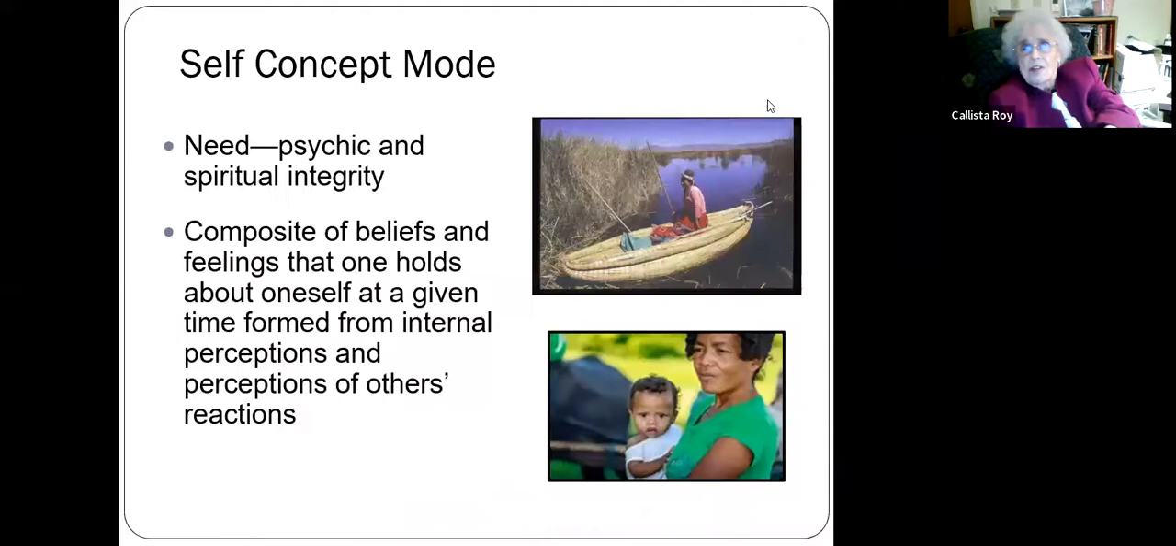The self-concept mode from the beginning was seen as the basic need being psychic and spiritual integrity, and then defined as the composite of beliefs and feelings that one holds about oneself at a given time. And this is formed both by internal perceptions. For example, every time I would have to pull down a screen, I had to get somebody to reach it for me. I perceive I am short.